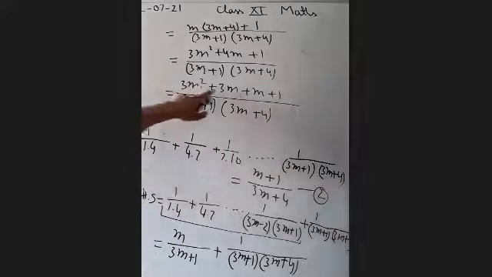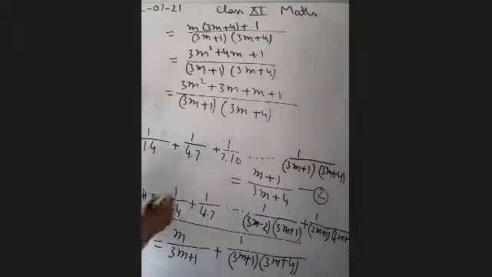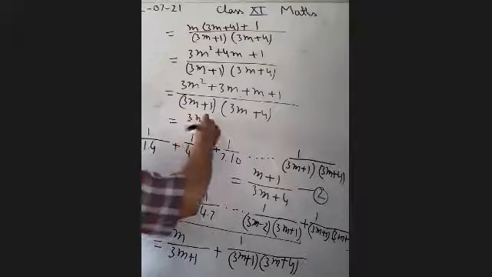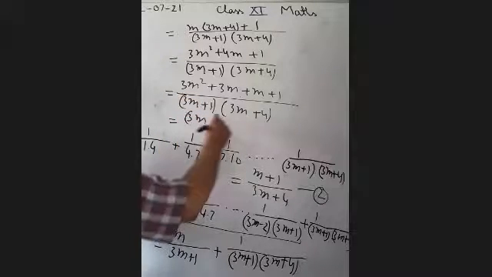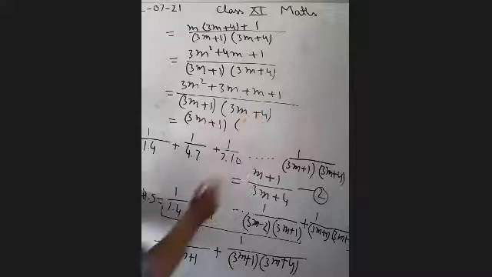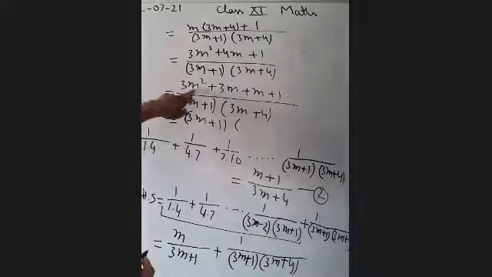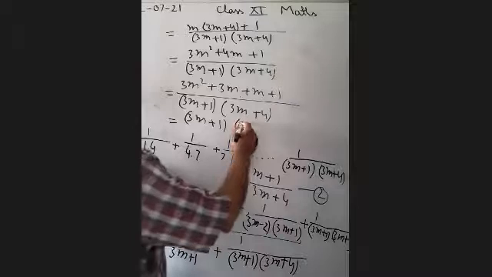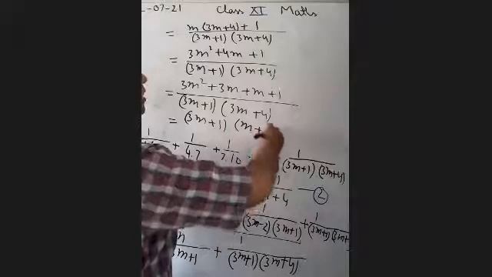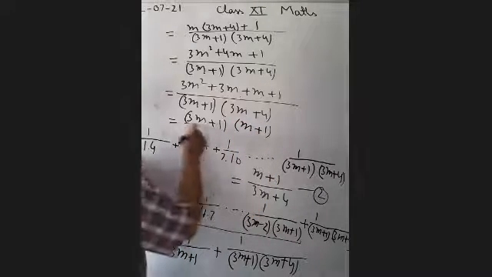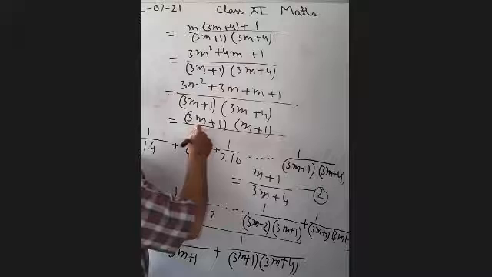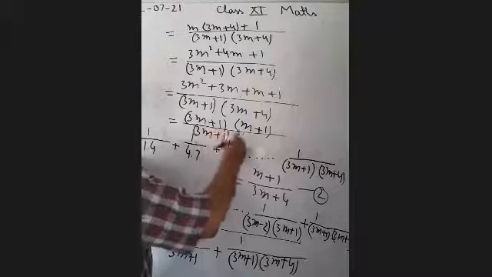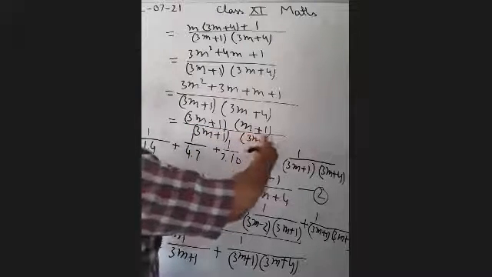अब यहाँ पर we can take 3m common. So if you take 3m common, you will get 3m plus 1 and 3m. देखिए 3m if you can take common, you will get m plus 1. So you will get 3m plus 1 or m plus 1 divided by 3m plus 1 into 3m plus 4.